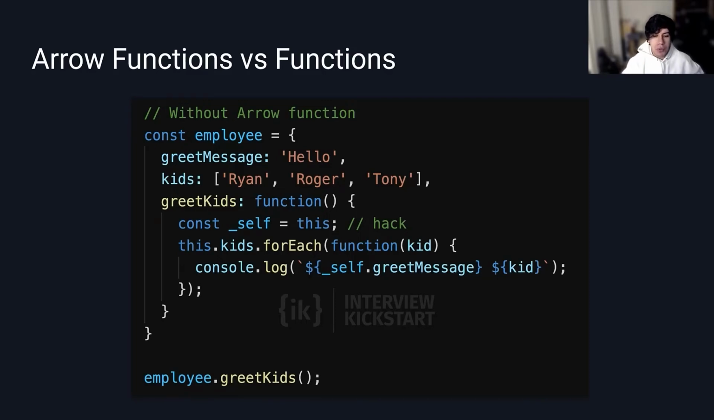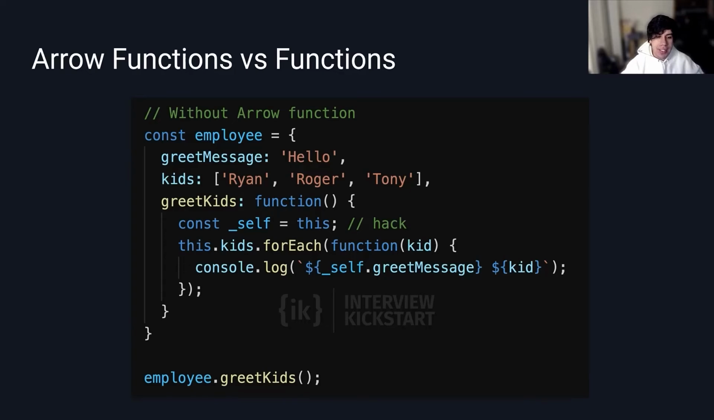One more example here to really drive this point home and to see the sort of conversion from a normal function declaration to an arrow function. So we see here that we have an employee object. Once again, we have a few properties. We have greet message, we have kids, which is an array, and we have the greetKids method.